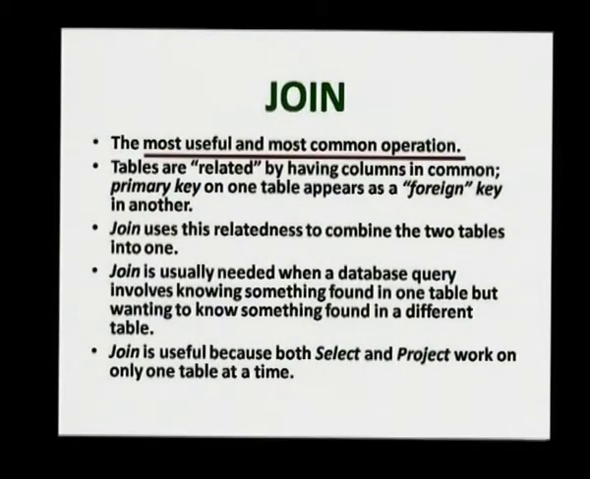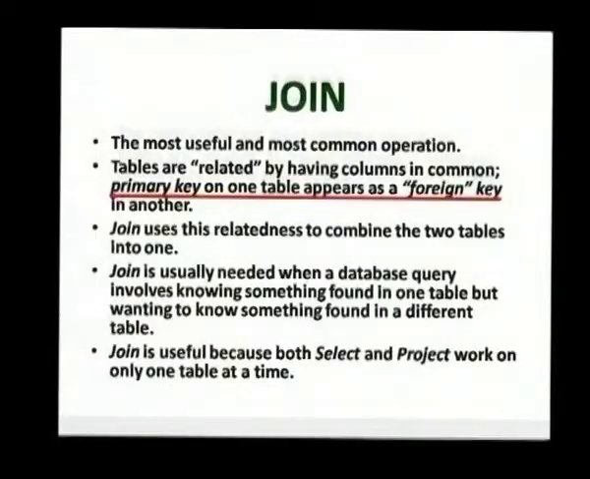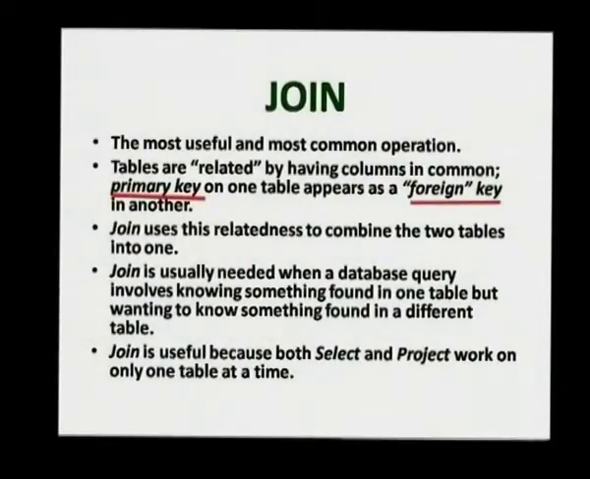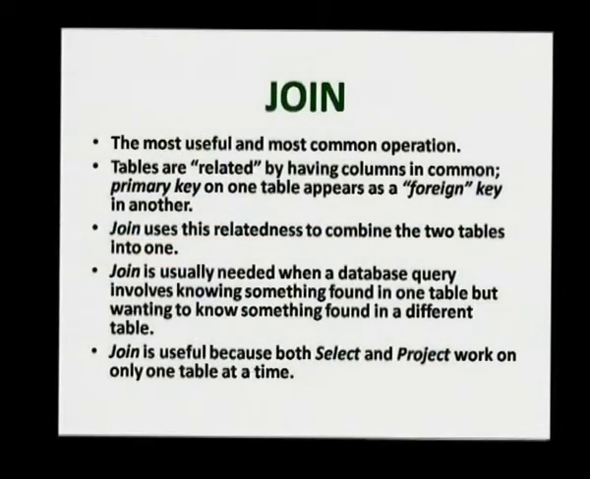And so, how are tables related? Tables are related by having columns in common. Two tables will have columns in common. So, it will be a primary key in one table which will appear as a foreign key in another table. We have already discussed this when we were talking about primary key and foreign key and referential integrity, if you remember. So, table 1 having a primary key and table 2 having the same key as foreign key, this relatedness between the two tables is the basis of the join operation. This uses this relatedness to combine the two tables into one. So, it will take two tables and give you an output as one table or relation.